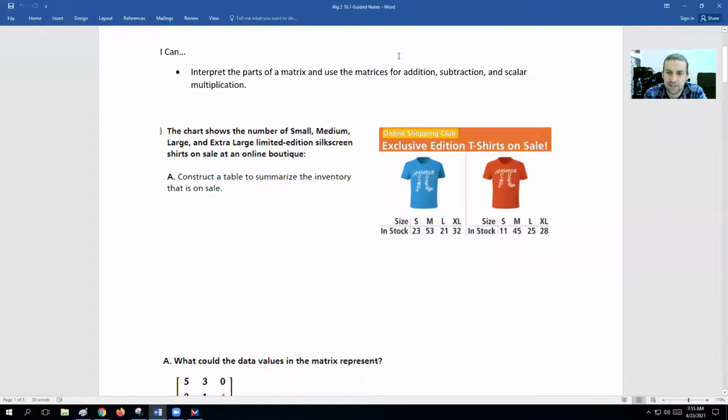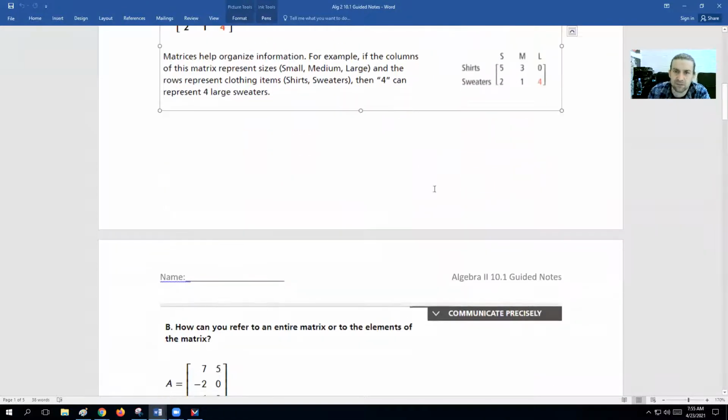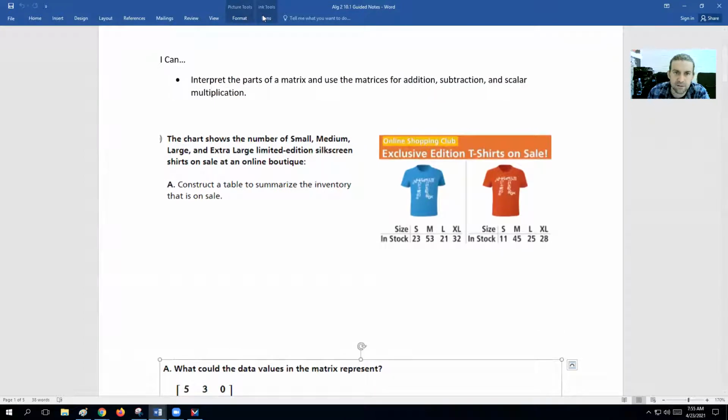So let's look at this example here. We have two t-shirts for sale, or we have a stock of them, right? We have this blue t-shirt here, and we can see how many small, medium, larges, and extra larges we have. We also have a red shirt over here, and we can see how many small, medium, larges, and extra large. If we want to construct a table of those, we can do that pretty easily.